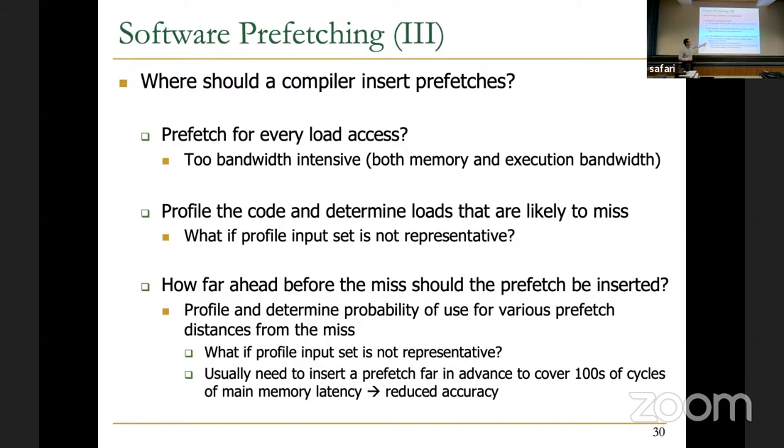And usually, you need to insert a prefetch far in advance to cover hundreds of cycles of main memory latency. So usually, you get reduced accuracy in software prefetching methods, even when you have perfectly predictable access patterns. And also, I should say that this is assuming that this is the only program running in the machine, right? But we know that it's not. When you have multiple programs, multiple threads running in the machine, the exact memory latency is also dependent on what's running in the machine, right? So you have a problem, basically. How do you know what your memory latency is?